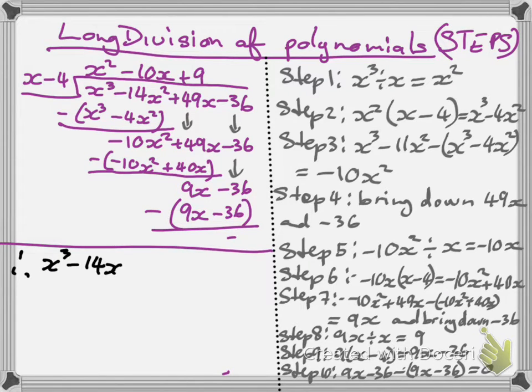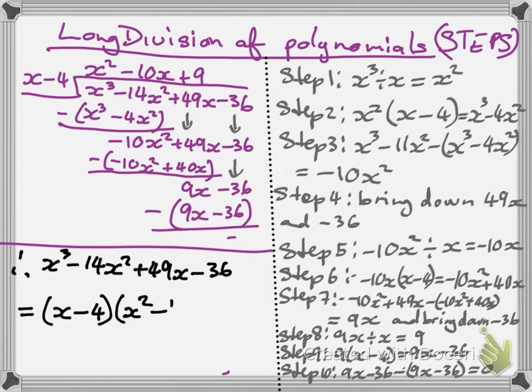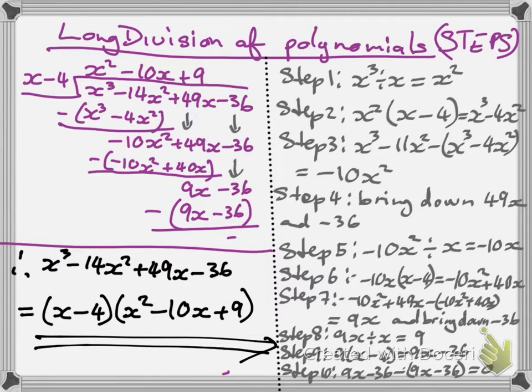So you are going to say now x cubed minus 14x squared plus 49x minus 36 will be equal to x minus 4 multiplied by x squared minus 10x plus 9. So in other words, we factorize. You see that I have not completely factorized because that is another objective of this lesson. Now, this is how you use the long division method.